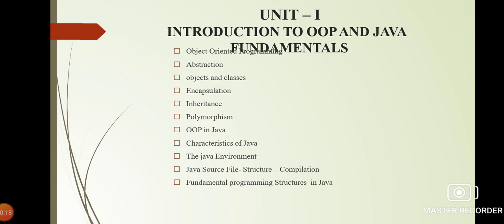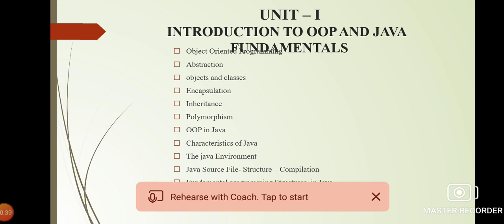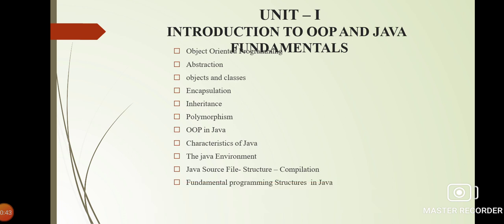Unit 1, Introduction to OOPS and Java Fundamentals. We are going to discuss object oriented programming, abstraction, objects and classes, encapsulation, inheritance, polymorphism, OOPS in Java, and then characteristics of Java, the Java environment, Java source file structure, compilation, fundamentals, programming structures in Java.